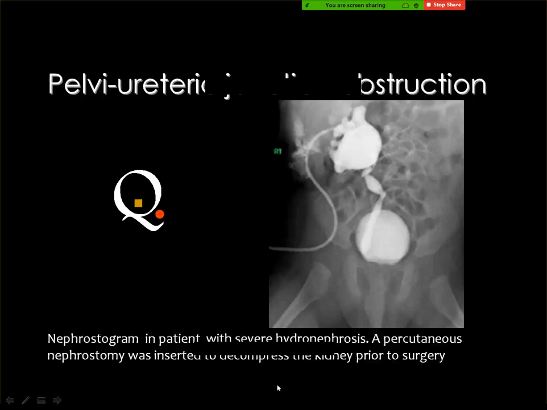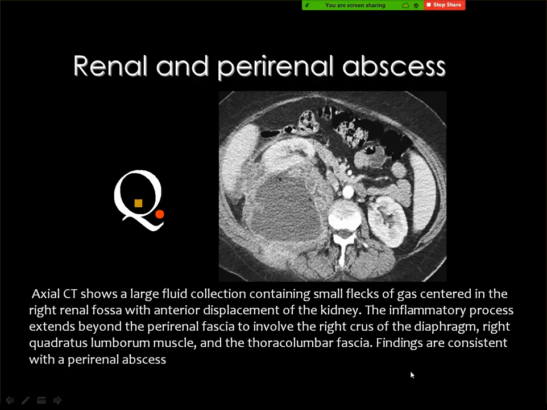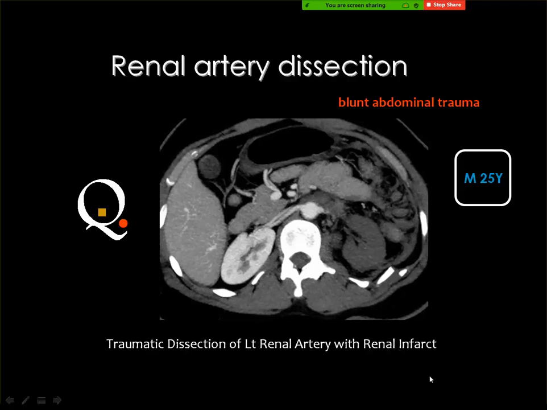PUJ obstruction. Yes, and this is percutaneous nephrostomy for pelviureteric junction obstruction. Yes, and this is kidney abscess extending into the perinephric space and is considered a renal and perirenal abscess. Ischemic kidney. Avulsion. Yes, and this is avulsion.